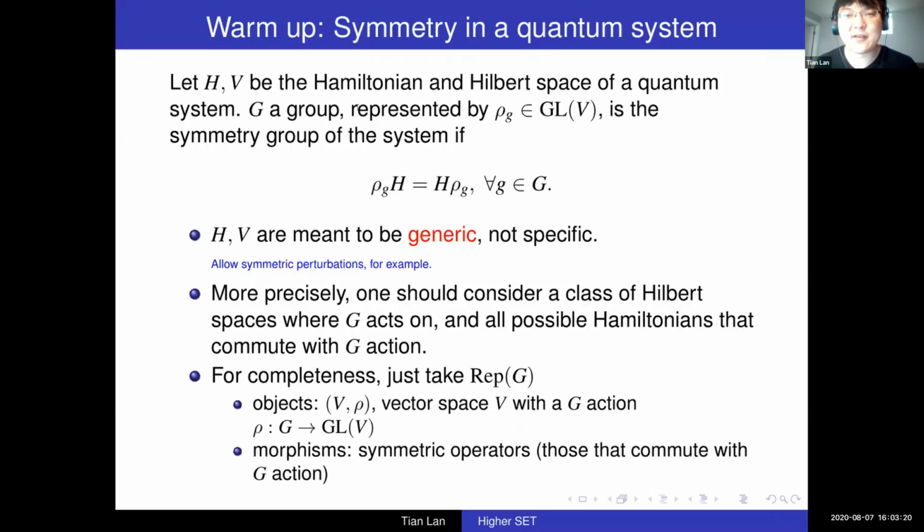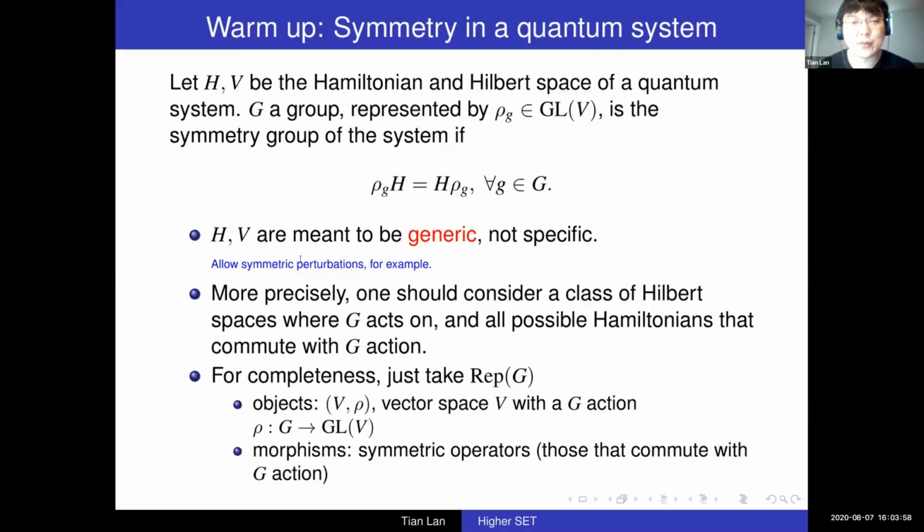So let me repeat. If we are considering some ordinary global symmetry in a quantum system, we mean a group with an action on the Hilbert space, and the action commutes with the Hamiltonian for any group element. So this is roughly what symmetry is, but in physical application, physics does not really mean some specific quantum system with some specific Hamiltonian. What physics has in mind is really some generic Hamiltonian, generic system.